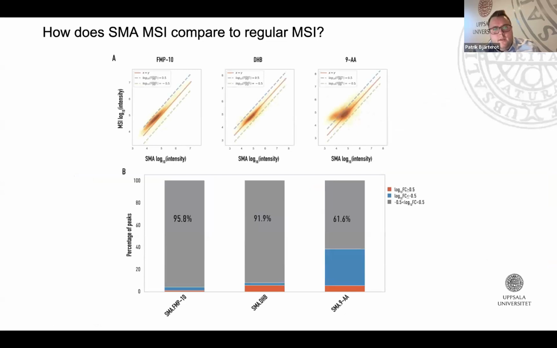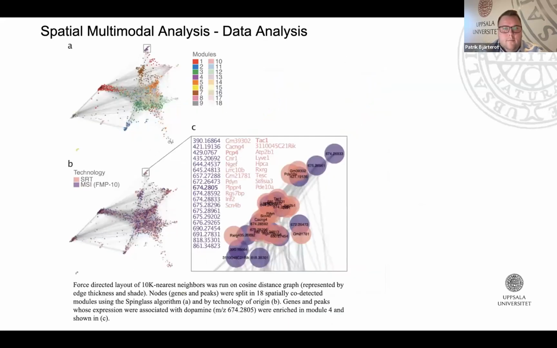So looking at this a different way, we also wanted to plot the intensity of a given peak list for the same three matrices. So on the top half here, we can see intensities plotted for non-conductive and conductive glass slides. And for FMP10, we have almost 96% of all the peaks that fall within half a log 10 fold change between them. And for DHB, that's almost 92%. And for 9AA, we had slightly lower, 61.6% of them falling within half a log 10 fold change.